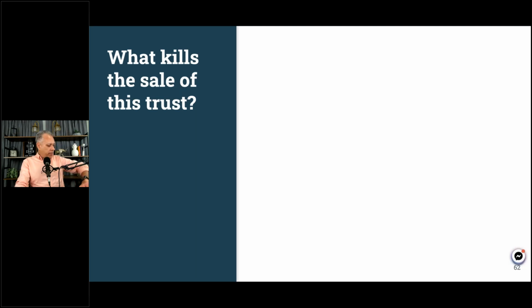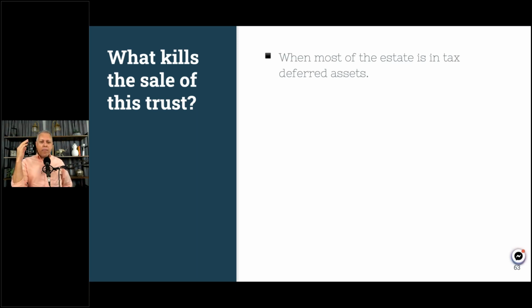Now, what kills the sale? Stinking IRAs. When most of the estate is in tax-deferred assets, you almost can't do this, because transferring anything over about $400,000 puts them at the maximum tax rate of 40%. Plus state tax can easily get this to 50%. You need a whole lot of Medicaid coverage to balance out a 50% tax on an IRA.